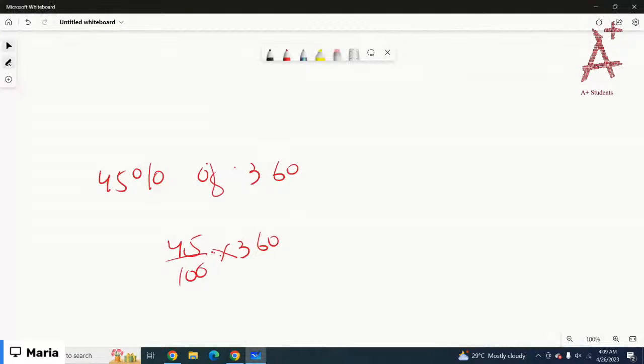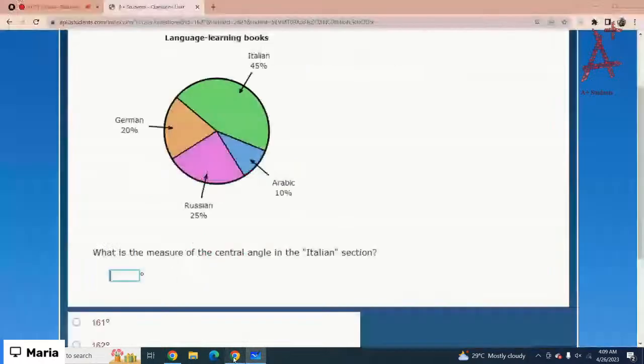That would be 162 degrees. Very good. So the correct option is 162 degrees.